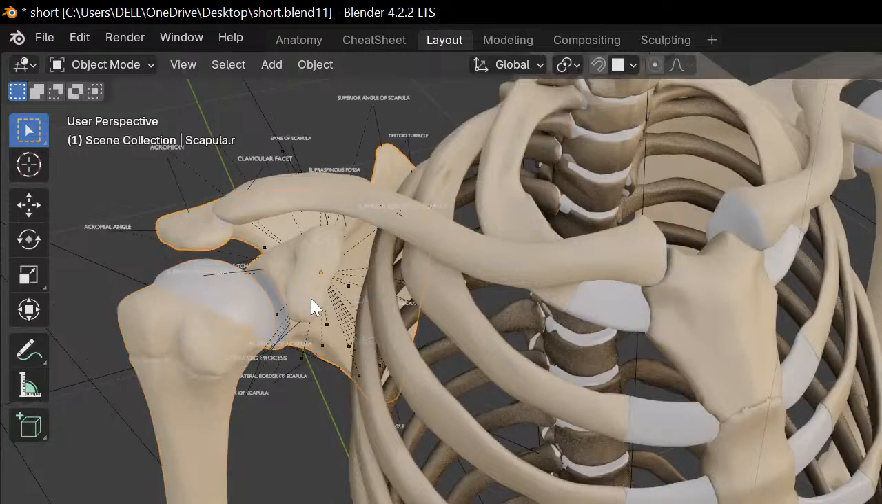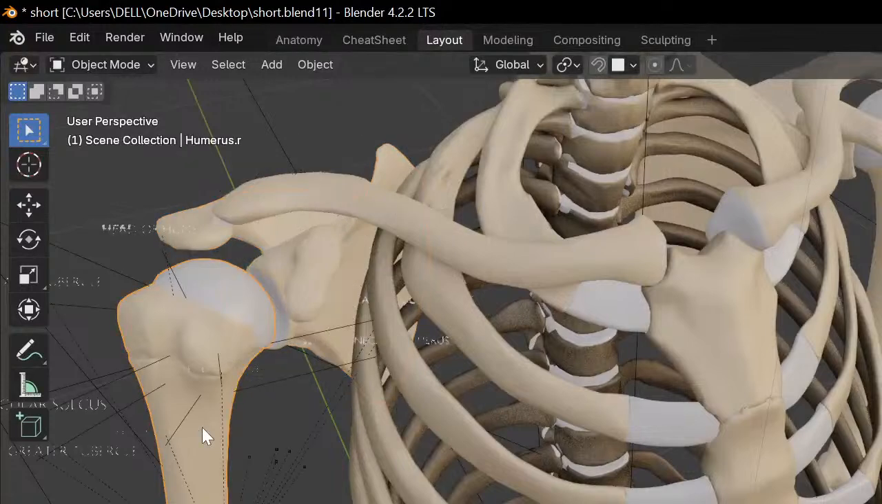There are three muscles generally: the pectoralis minor, the coracobrachialis, from the name coracoid, and the short head of biceps brachii, which also attaches to that point on the scapula. So next we have the humerus.